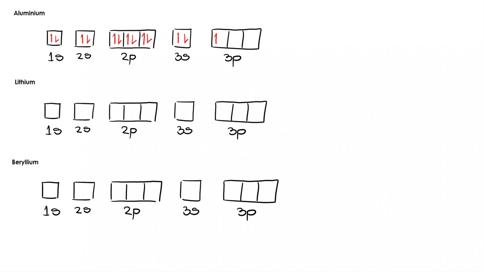Okay, a little bit simpler. Lithium has got 3 electrons, so I fill the 1s, I put 1 in the 2s, and we're done. Beryllium has got 4 electrons, so I put 2 in the 1s, 2 in the 2s, and we're done.